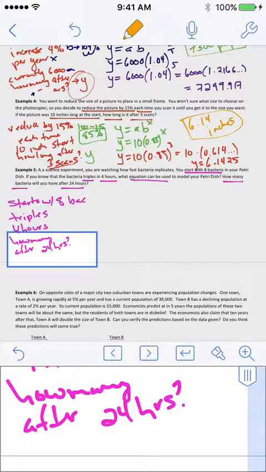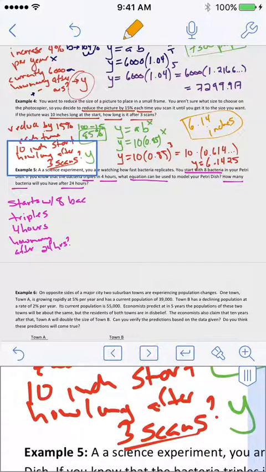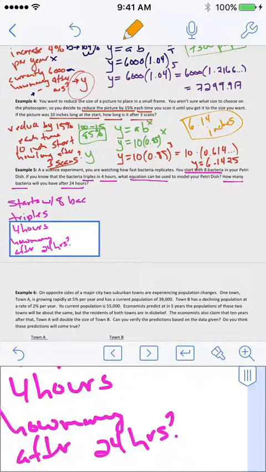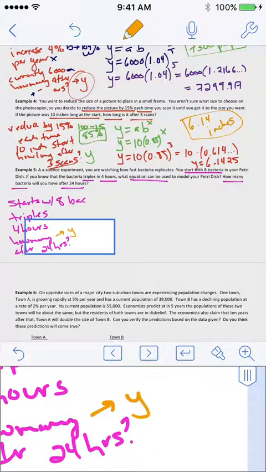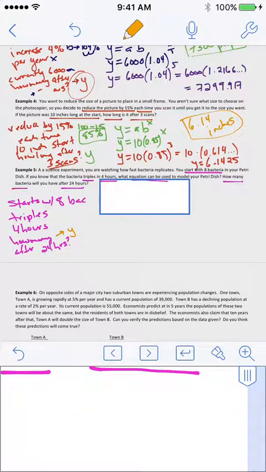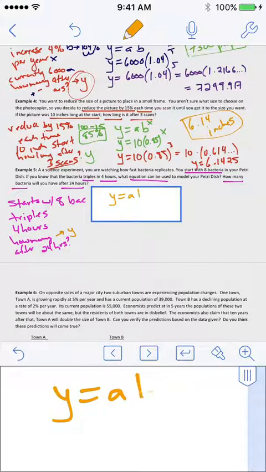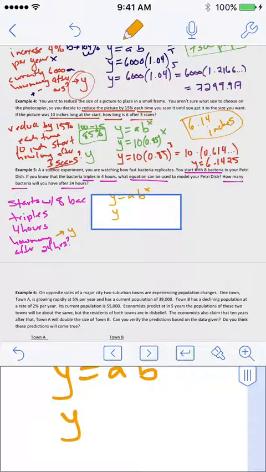The question itself is asking how many after, right? Sounds like a final amount. Same thing as last time. How many after 24 hours? So this is going to be our y. Looks like we're looking for a y. Like I said, most of the time it is going to be a y, but sometimes, as you saw, we are looking for other things like a, or b, or x. But here we are looking for y. So we have y equals a b to the x as our general form. Nice general form. And we know we're still looking for y.